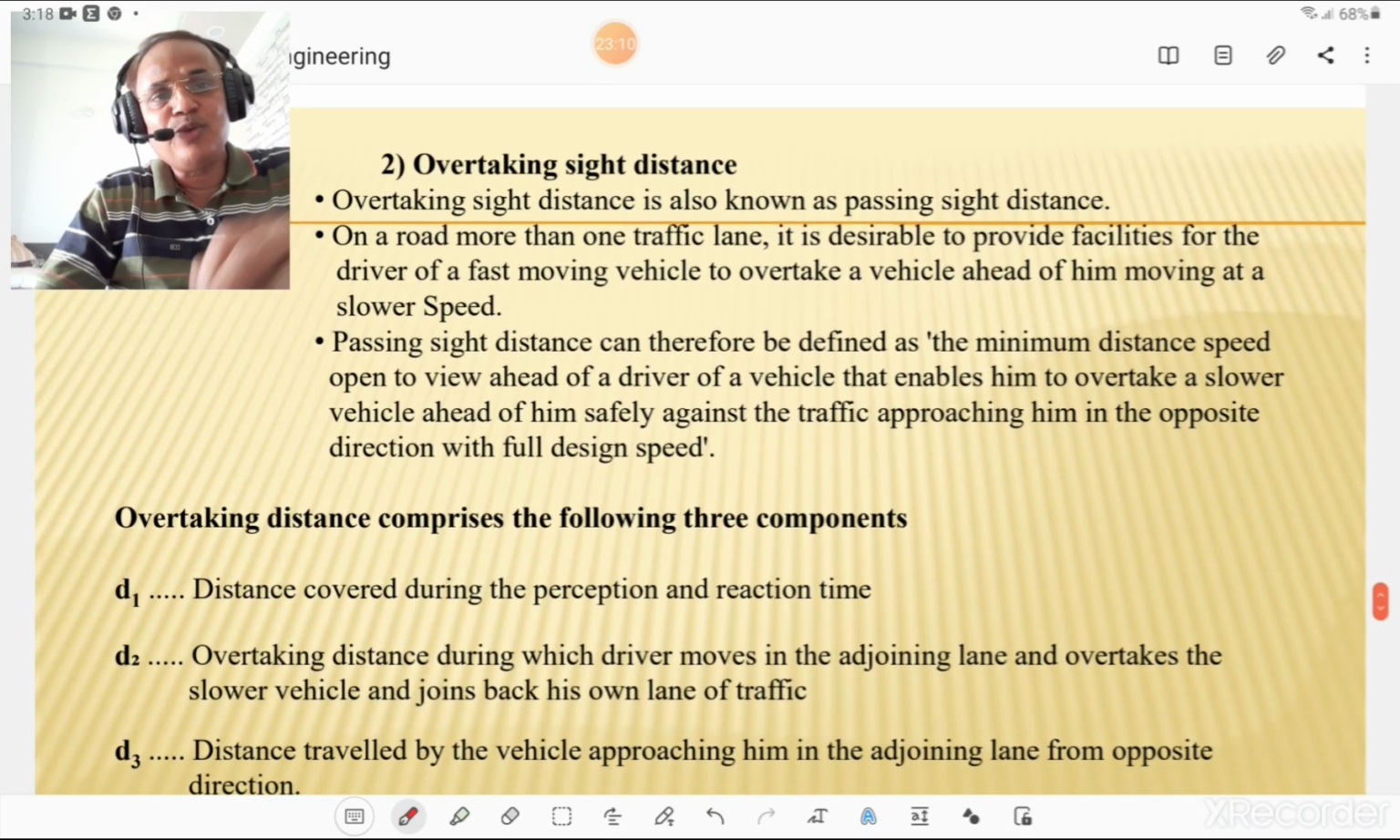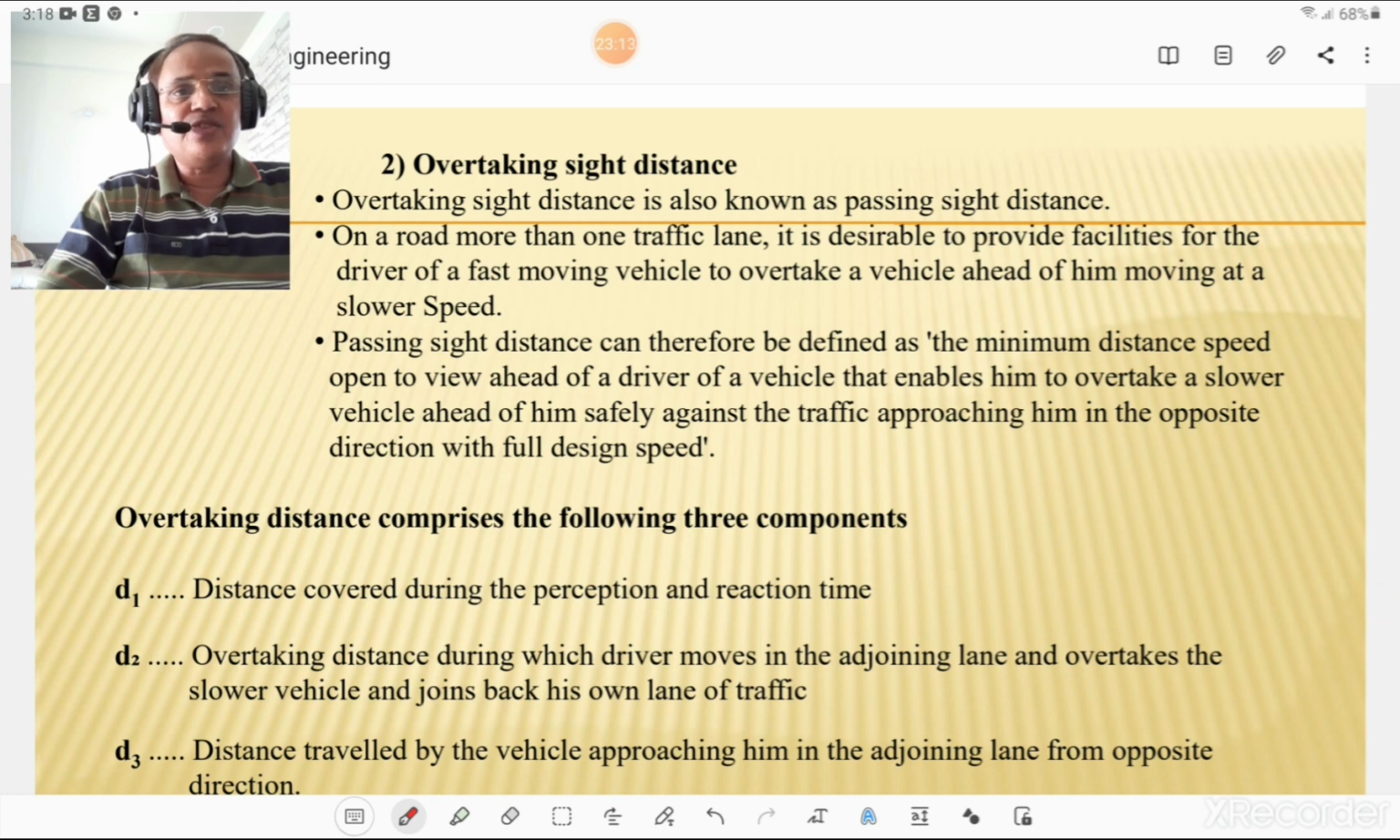And second, as we discussed earlier, overtaking sight distance, also known as passing sight distance. On a road with more than one traffic lane, it is desirable to provide facilities for the driver of a fast moving vehicle to overtake a vehicle ahead of him moving at a slower speed. You must remember the Mumbai-Pune expressway. There are 3 lanes on each side: one lane is used for slow moving vehicles, the middle lane for average speed vehicles, and the third lane, close to the median, is used for fast moving vehicles or for overtaking. That third lane is dedicated to overtaking vehicles.